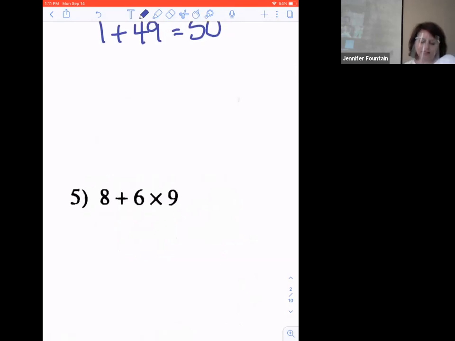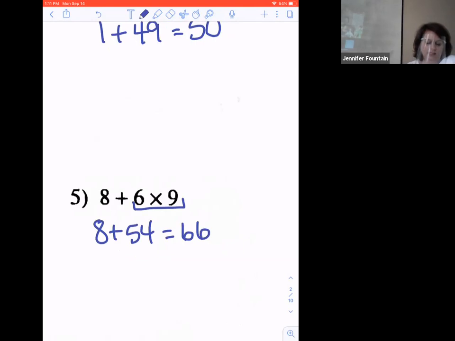Let's look at number 8. I'm sorry, number 5. That starts with an 8. Number 5 is 8 plus 6 times 9. What do I need to do first? Okay, I'm going to do that 6 times 9 first. So I'm going to keep my 8 plus, and what is 6 times 9? 54. So now I add 8 plus 54 is 62. I just heard you wrong. 62.